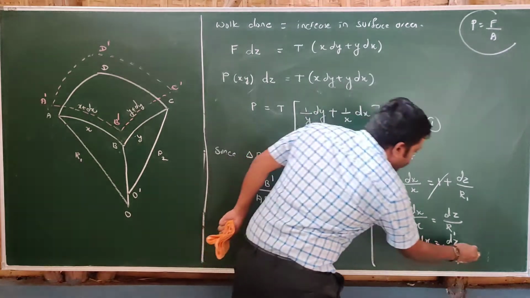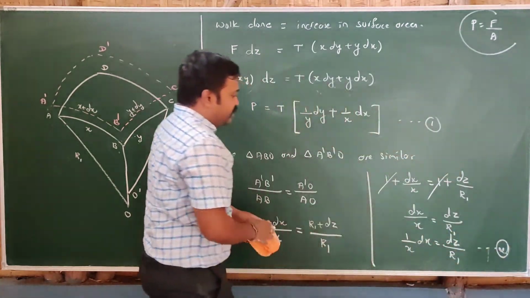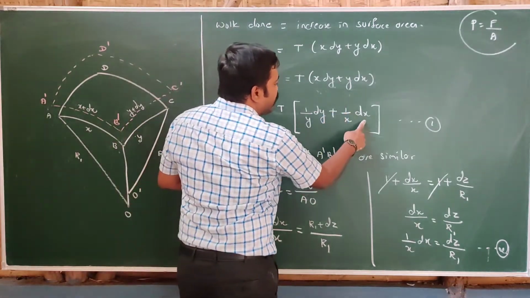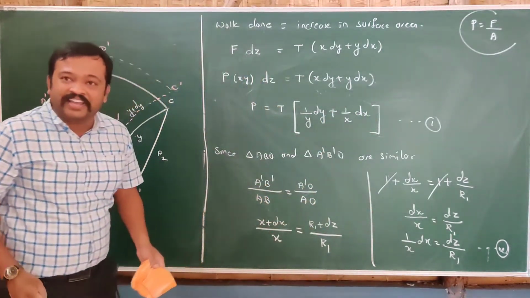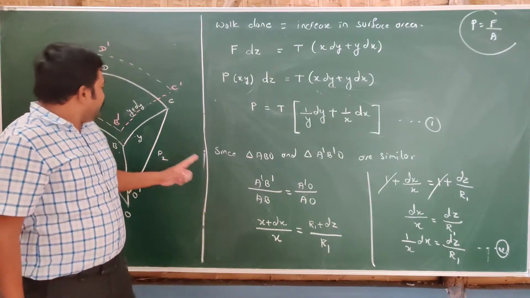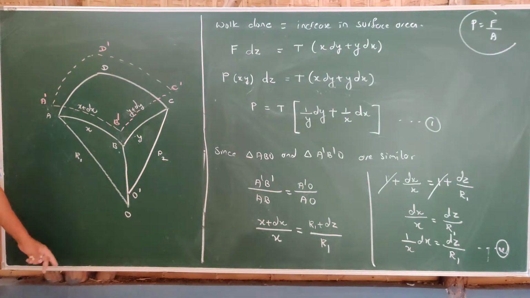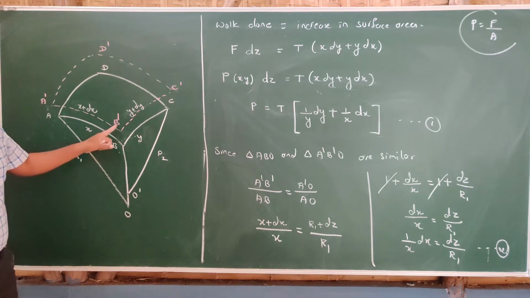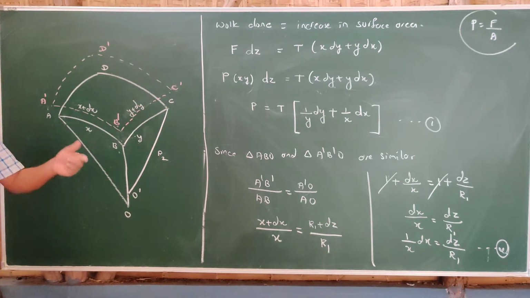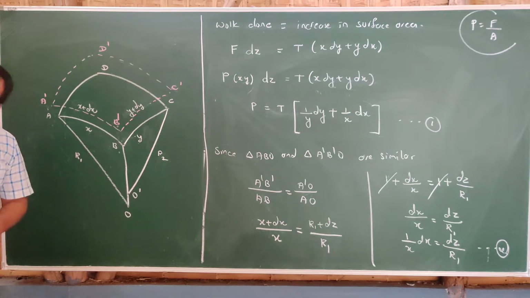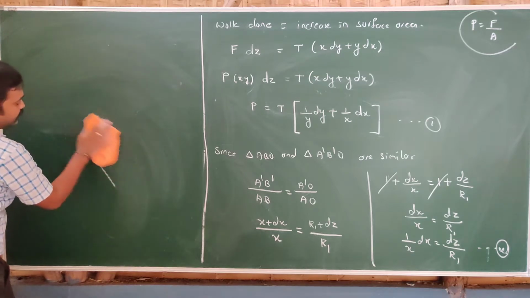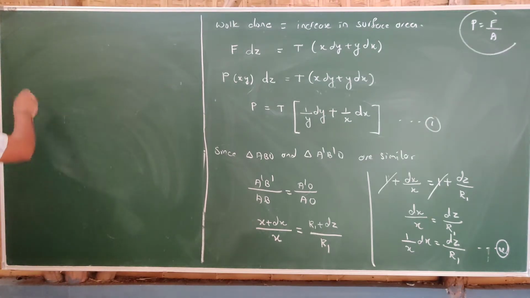So let me take it as equation number 2. This much I calculated, and the value is dz divided by R1. Similarly, if I take the other side triangles, triangle BCO dash and another one, B.Sc O dash, what do I get? Let me remove this so that I can extend the derivation here. Similarly, you can write it like this.